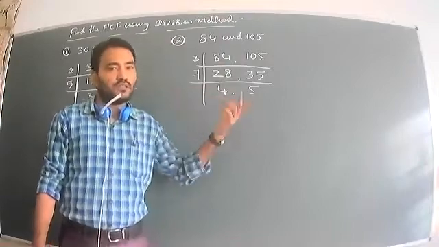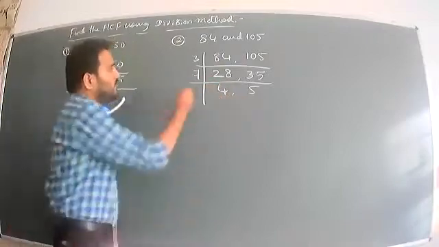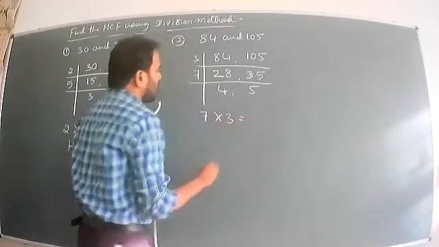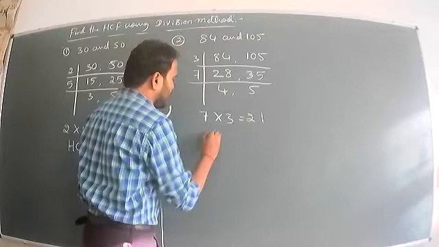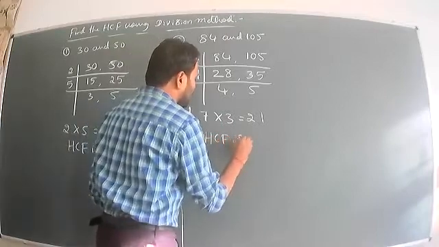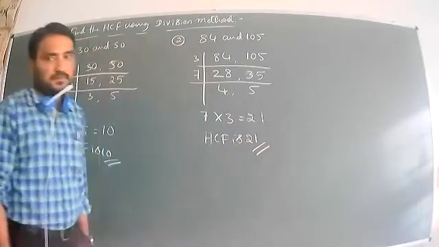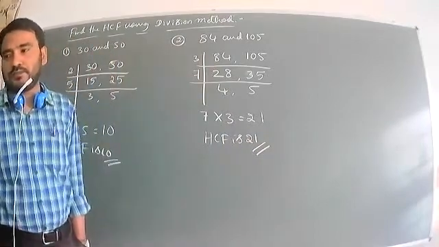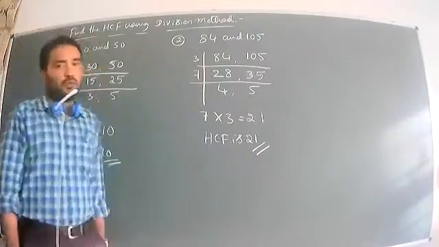So after that, no other number divides them, so we have to stop the division. Now take the common numbers, 7 into 3. 7 3 the 21. So the HCF is what? HCF is 21. This is the answer. Okay, now let us take one more example.